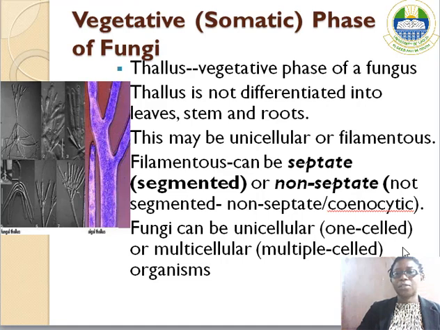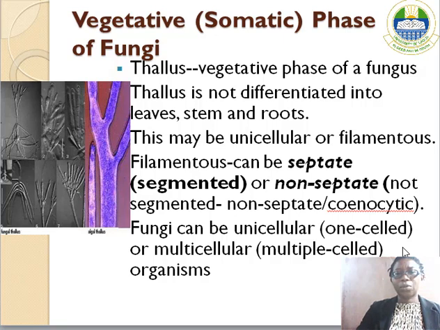The vegetative phase of a fungus. The thallus is the vegetative phase of a fungus. The thallus is not differentiated into the leaf, the stem and the root as you have in the typical autotrophic plant. The thallus may be unicellular or filamentous in nature. When the thallus is filamentous, it can be septate, that is, being divided into segments. And when it is non-septate, it has no differentiated compartment.